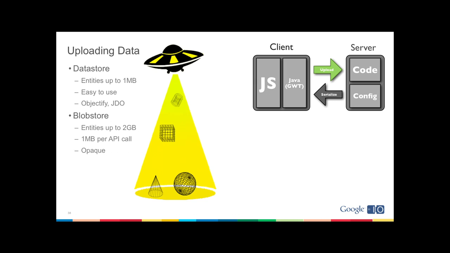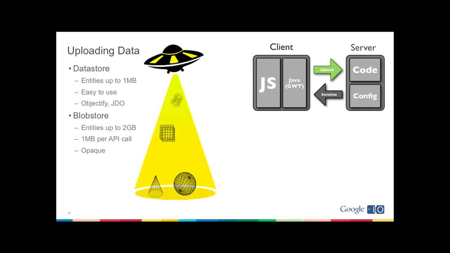It's really easy to use, properties on Data Store objects. You can see them in the Data Store console of App Engine. Very nice. There are a bunch of frameworks that work with it, like Objectify and JDO. So it's great, except that entities in Data Store can only be up to a meg, which is really not much for game data. And that's where Blobstore comes in.